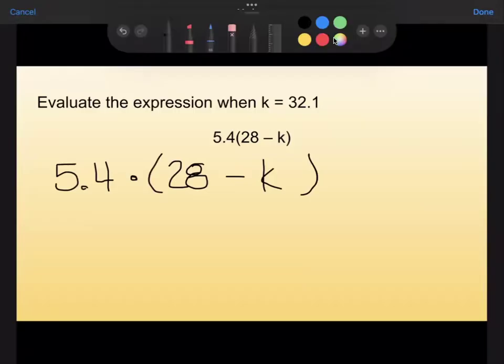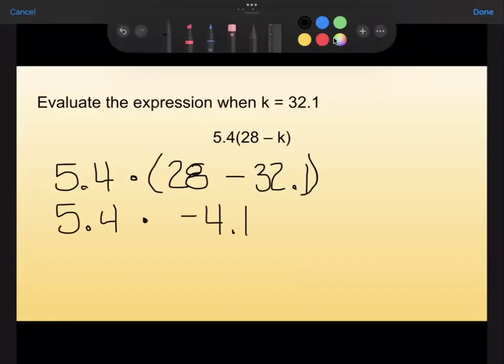So I'm going to go ahead and replace k and substitute in 32.1, and then go ahead and continue from there. Using order of operations, I would have to do what's inside the parentheses first. So I'm going to take 28 and subtract 32.1, which would give me -4.1. So this becomes 5.4 times, oops, I'm going to erase that dot right there, -4.1.